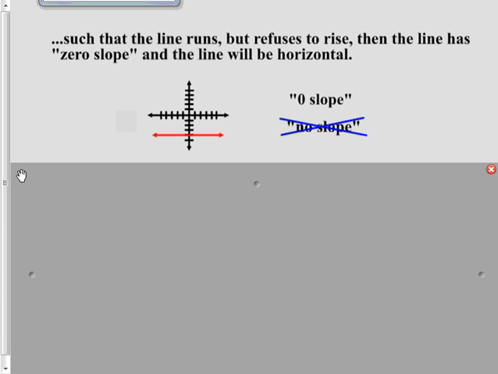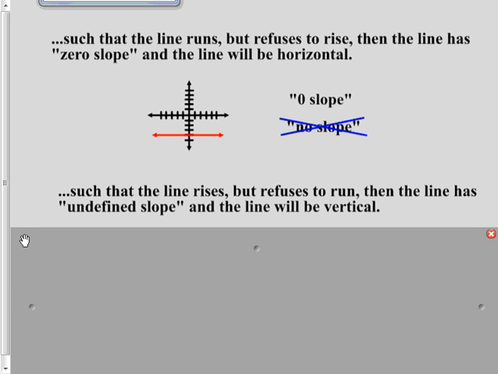Now, back in the day when you went through Algebra 1 or pre-algebra, you might have had a teacher that taught you "no slope" on a horizontal line. They were not incorrect for doing that, but here in the last few years, the powers that be have decided that "no slope" is a bad term, and they instead want us to know "zero slope." So if you learned "no slope," you're going to need to unmemorize that and learn it instead as zero slope.